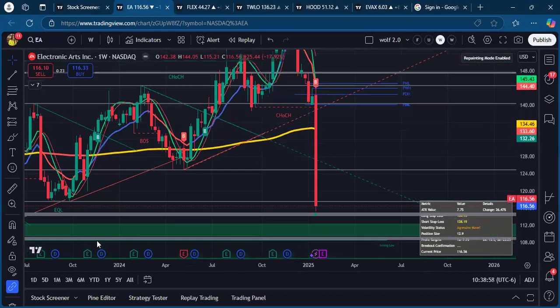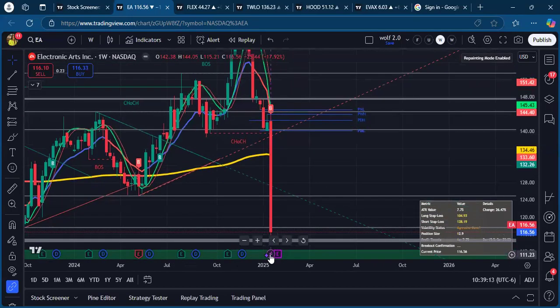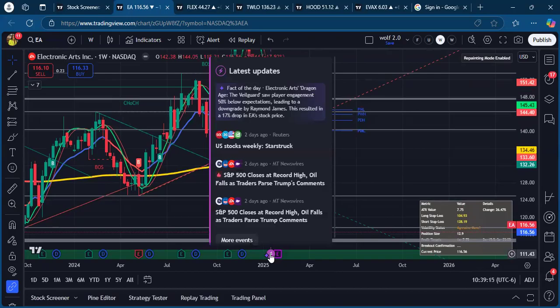They're actually almost to a weekly demand zone and definitely a weekly support line here. They had a very significant sell-off. What's the news?